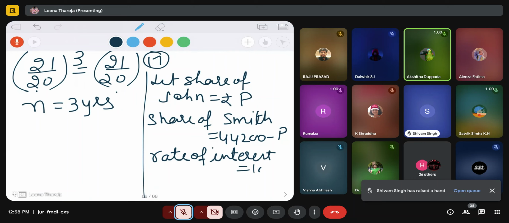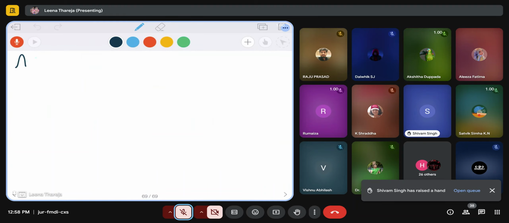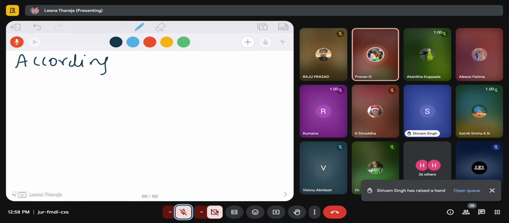Yes, ma'am. So next line, according to the question, should I change the page? Yes, ma'am. According to the question, what we have is amount. Ma'am, can you switch back for 1 second?